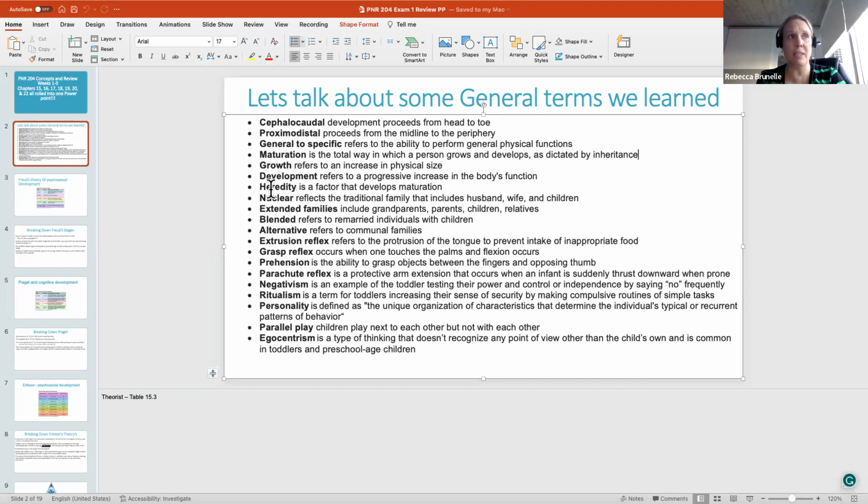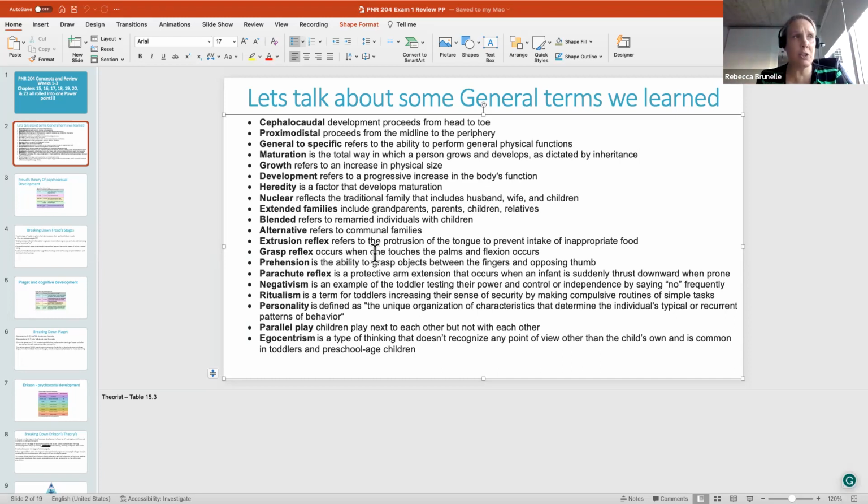And then heredity, which is the physical characteristics that you inherit, is also a factor that develops maturation. So really putting inheritance, heredity, and maturation together, and that's different from growth, which is just a change in physical size. And then development is an increase in body function. So growth is size, and development is like first you crawl, then you walk, then you run.